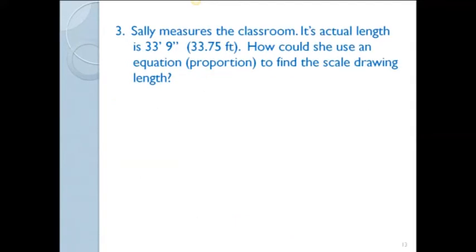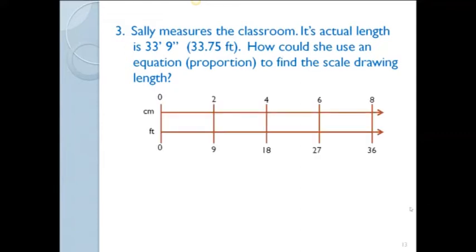Here we turn it around and are given an actual length and are asked to find the length on the drawing. Again, the same double number line. We know roughly where 33.75 feet is. You should know that this is an estimated placement, and we're using the variable x to represent the unknown number of centimeters for 33.75 feet.